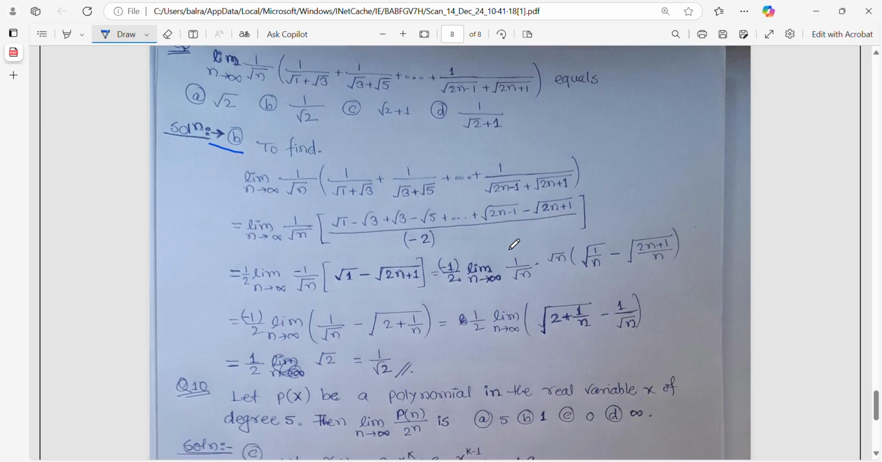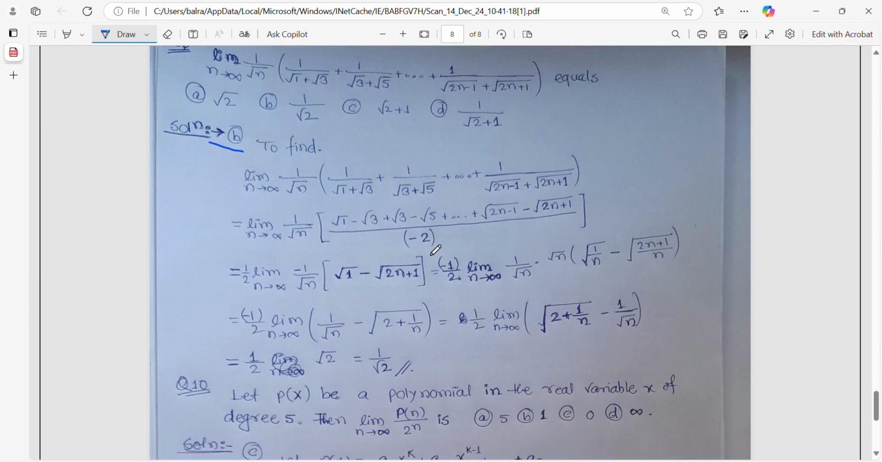So minus 1 by 2 is there downside. So what we are doing, minus 2 outside we are taking. So 1 by root n is already there, 1 by 2 is there, minus 1 we are taking. Here what we will do, this will cancel, this cancel. Only the first term, this one, and the last term will be there. So under root 1 minus under root 2n plus 1, this will be there.